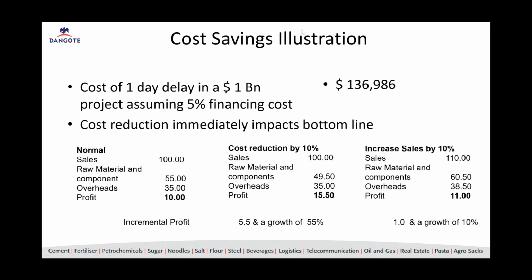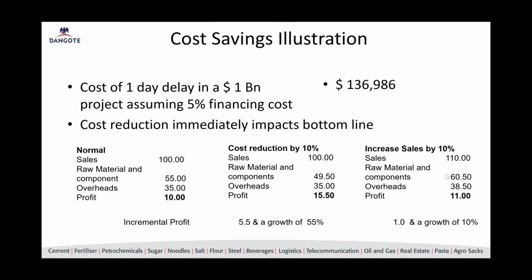This is another one. Some of you might be familiar with this illustration. A typical business scenario where you have sales and direct material spend and overheads, total expenses, let us say, and then what is the profit, right? If you spend 55% on material costs and 35% on overheads, you will have a profit of 10%. Now, if you reduce the cost by 10%, the profit will go up to 15.5, which is a profit growth of 55%.